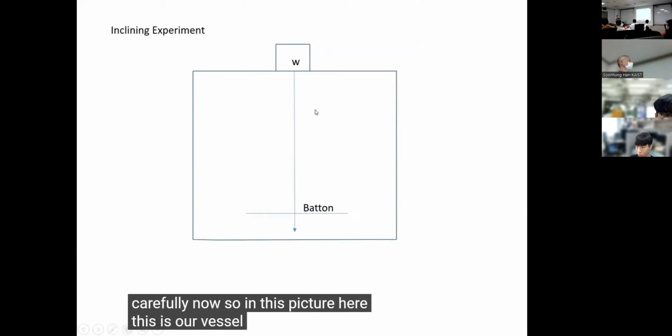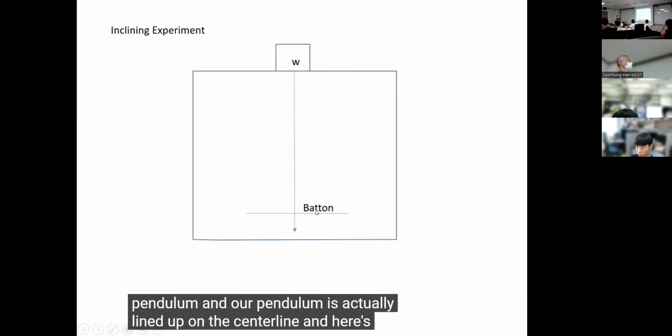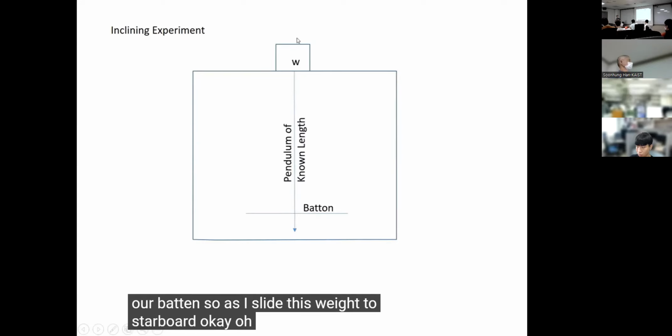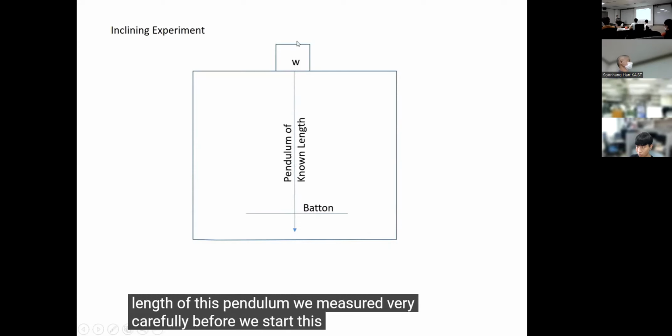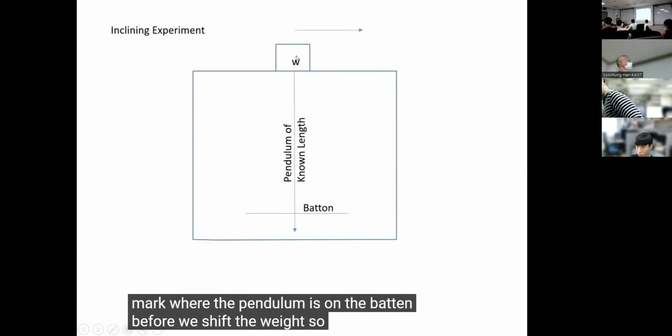In this picture here, this is our vessel. We're looking at it from astern. Here's our known weight. We're going to end up sliding it a known distance here to starboard. This line here is our pendulum, and our pendulum is actually lined up on the center line, and here's our batten. By the way, we know the length of this pendulum. We measure it very carefully before we start this, and we mark where the pendulum is on the batten before we shift the weight.